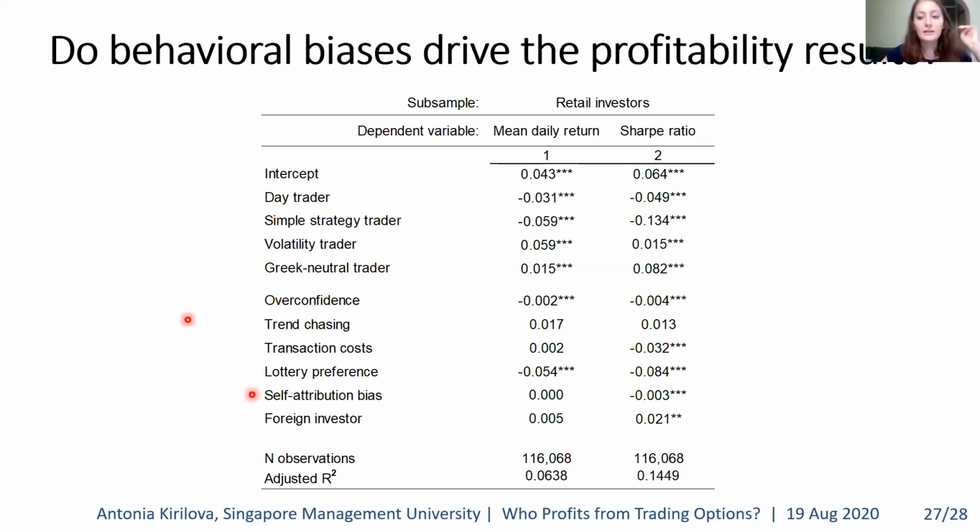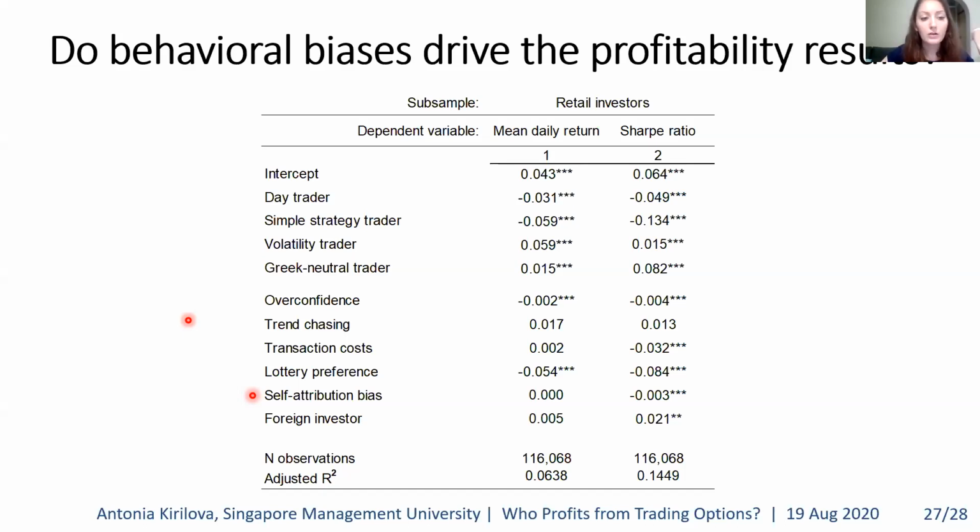Self-attribution bias is the sensitivity of position size to the investor's recent performance, because literature suggests that if an investor performs well in the past, retail investors at least, they tend to believe that their good performance is due to skill rather than luck, so they will continue to trade even more in the future.